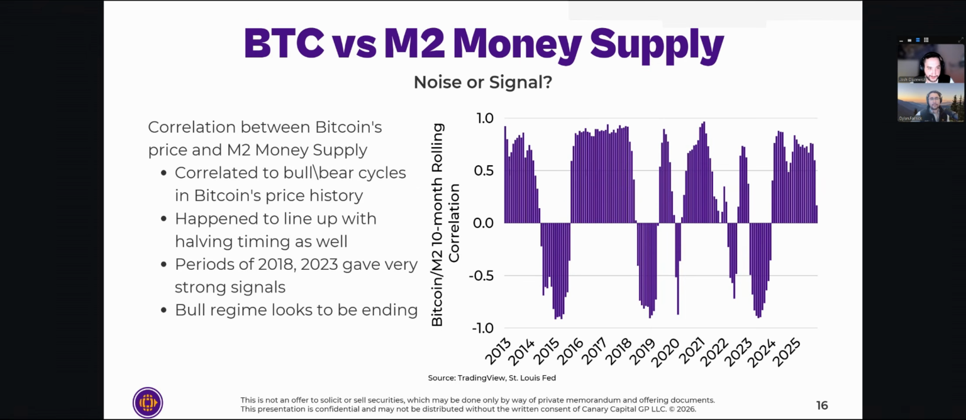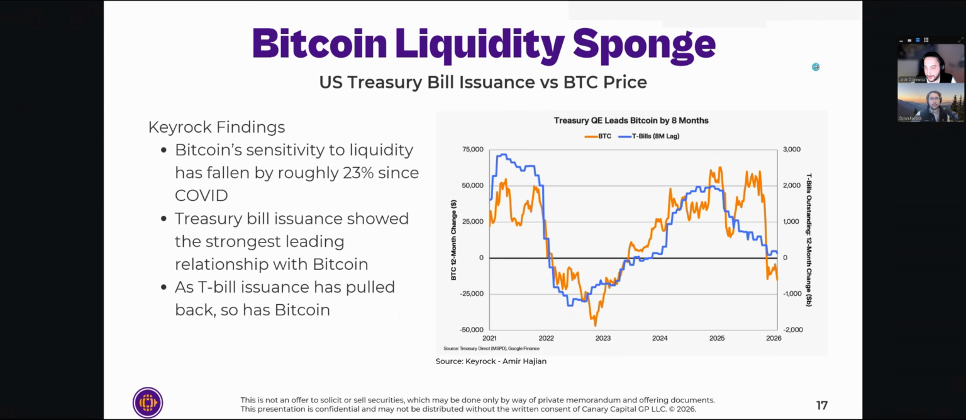Yeah, so not only do you need M2 rising, but you also need the correlation to hold, right? If you have one but not both, then you have the environment we have now, which is no environment, neutrality and or bearishness in this case. As we say on the bottom bullet point there, the bull regime looks to be ending.